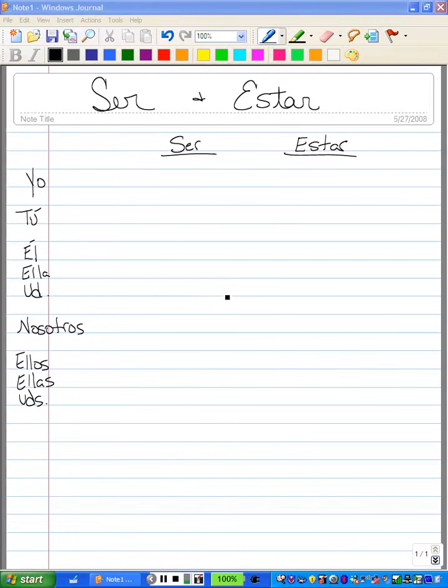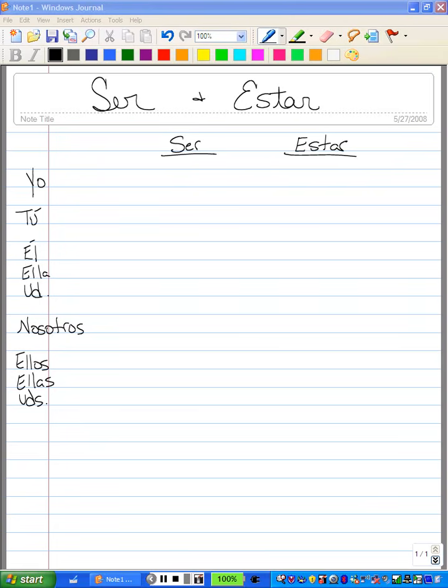This integrity session is for Spanish 101 web-based courses. This integrity session is about the verbs ser and estar and the differences between the two.